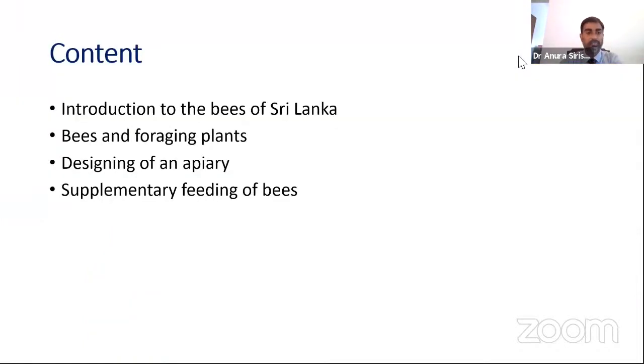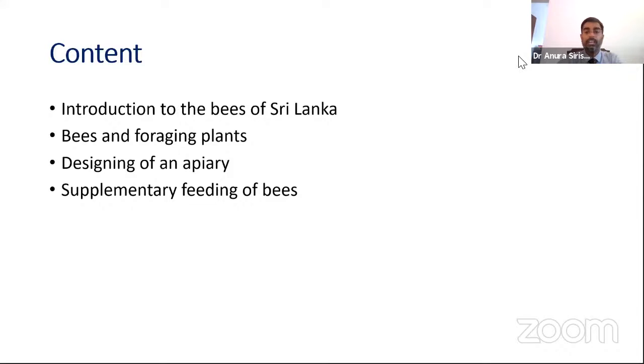If I roughly tell you the content of my speech today, I will discuss first the introduction of bees of Sri Lanka, just to give some understanding about Sri Lankan bee fauna, the bees and foraging plants, what their relationships are, and the designing of an apiary, and what the factors are. Suppose you want to start an apiary, right? What are the things that we have to consider at an early stage? And supplementary feeding. Sometimes we have to give some food to them because the flowers or the nectar and pollen sources may not be available in the environment throughout the year. So during the dearth period, we have to provide some food. And I will explain how we are actually doing that here. In the discussion, maybe we can have some two-way conversation or dialogue.